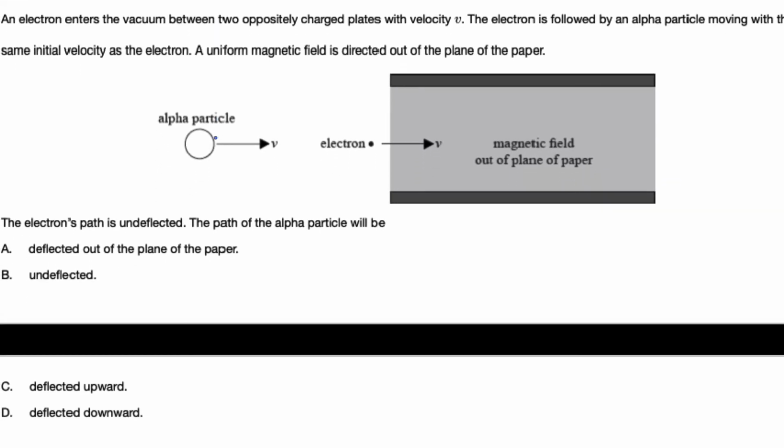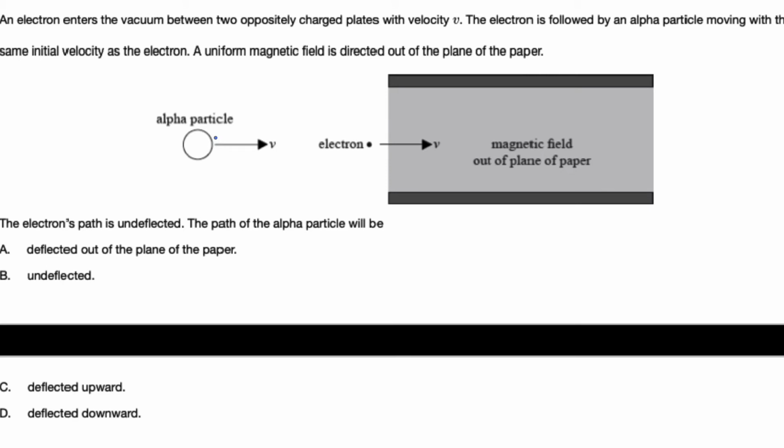An electron enters a vacuum space between two oppositely charged plates with velocity v. The electron is followed by an alpha particle moving with the same initial velocity as the electron. A uniform magnetic field is directed out of the plane of the paper. The electron path is undeflected. The path of the alpha particle will be deflected out of the plane of the paper, or undeflected, or deflected upward or downward.